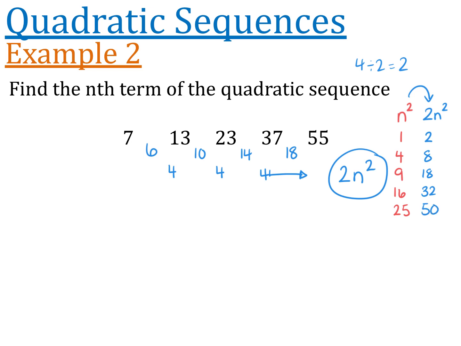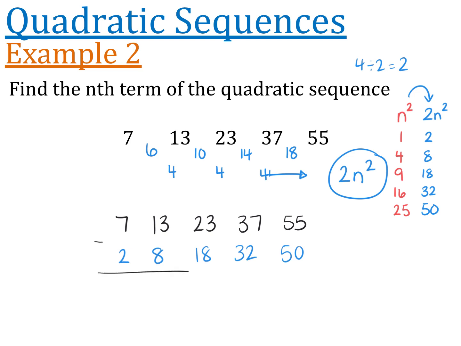So now I want to compare my 7, 13, 23, 37, and 55 with my 2n squared numbers: 2, 8, 18, 32, and 50. Just like when I was doing linear sequences and I said, oh, it's the 4 times table, I did my 4 times table underneath and then I subtracted. Same idea today. It's just we're deciding which set of square numbers they're like, and then we're going to compare them. 7 take away 2 is 5. 13 take away 8, still 5. 23 take away 18, still 5.